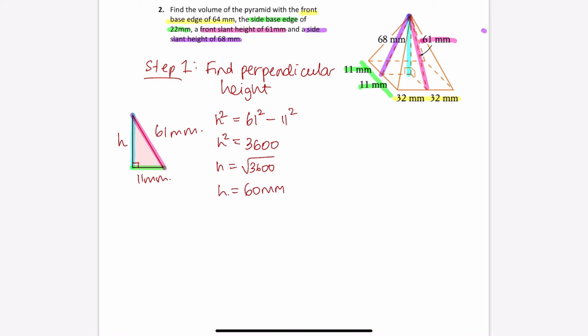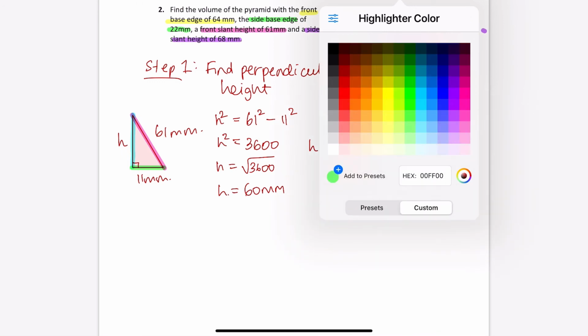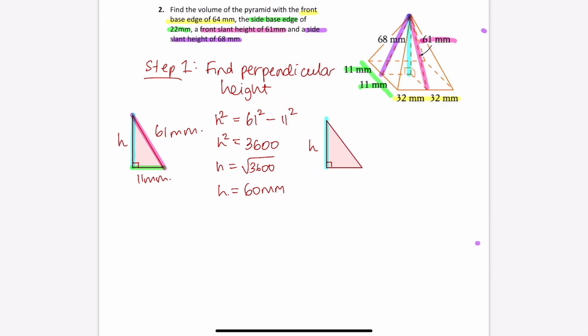Okay, just to prove to you that this makes the same value as the other triangle on the side, I'm going to write it up here. Okay, so here's another way you can do it. You do not have to do both. Let me just highlight that again. Okay, so we've got the perpendicular height, which we don't know. We have the slant height, which I'm going to make purple like before. So that's our slant height. That's going to be 68 millimeters.